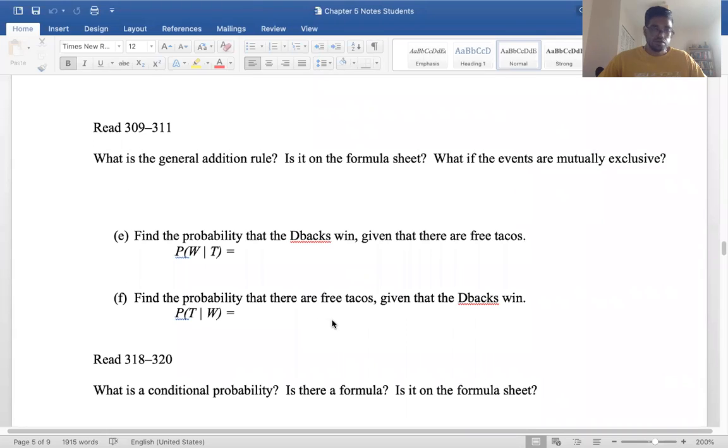And so now we look at a couple of things. We look at the general addition rule, which is the probability of A union B. Whenever we see this U, it means union. It is equal to the probability of A plus the probability of B minus the probability of both.